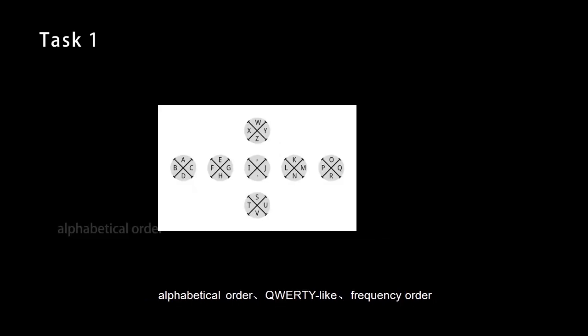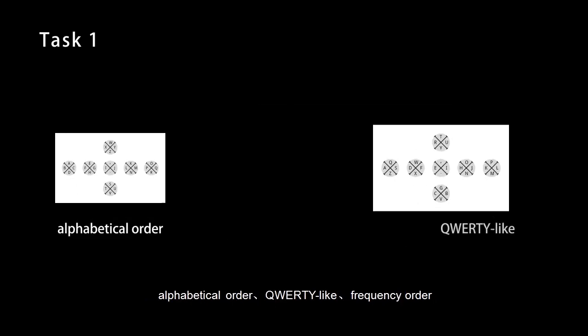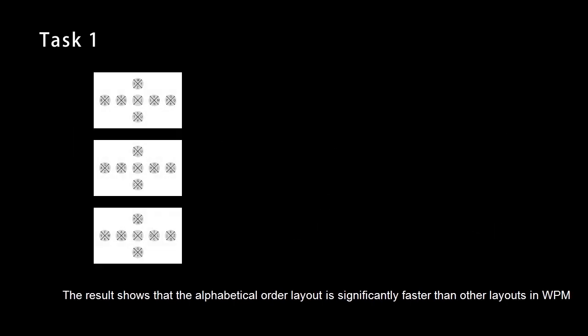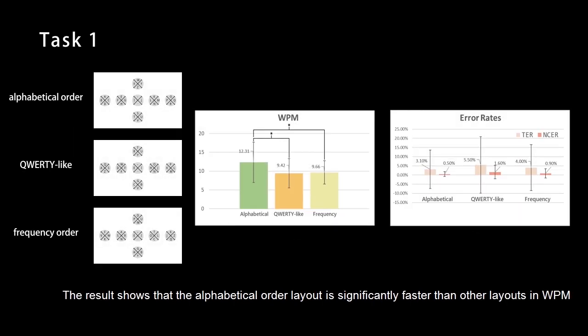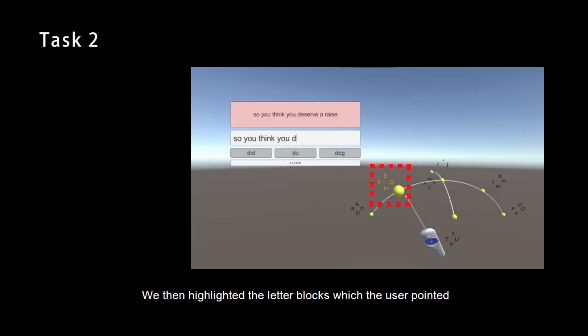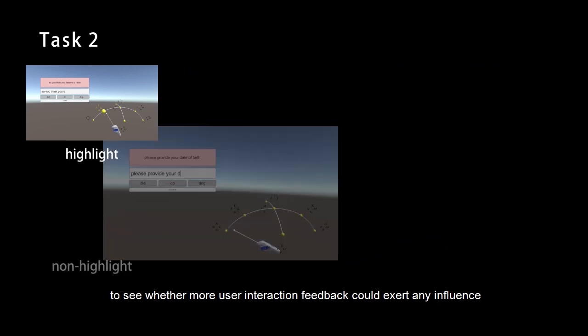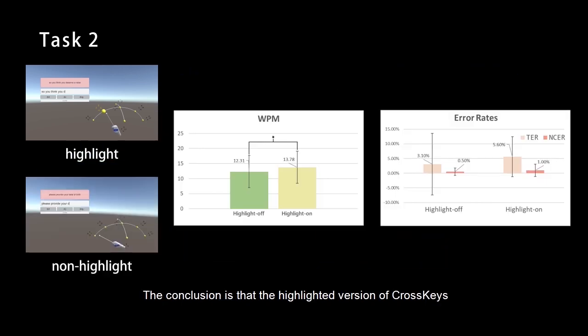We first give 3 layouts with different letter distributions: alphabetical order, QWERTY-like, and frequency order. The result shows that the alphabetical order layout is significantly faster than other layouts in WPM with similar error rates. We then highlighted the letter blocks which the user pointed to, to see whether more user interaction feedback could exert any influence. The conclusion is that the highlighted version of CrossKeys is significantly faster than the previous version, and no significant effect is shown on error rates.